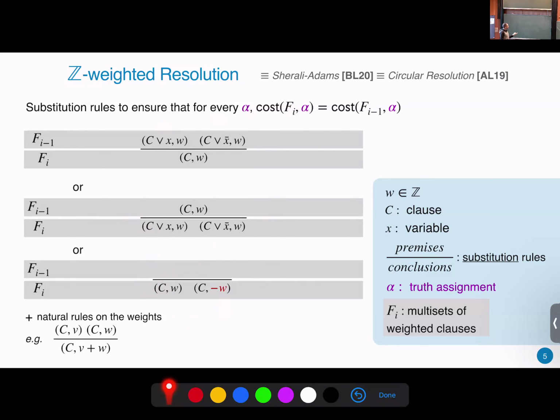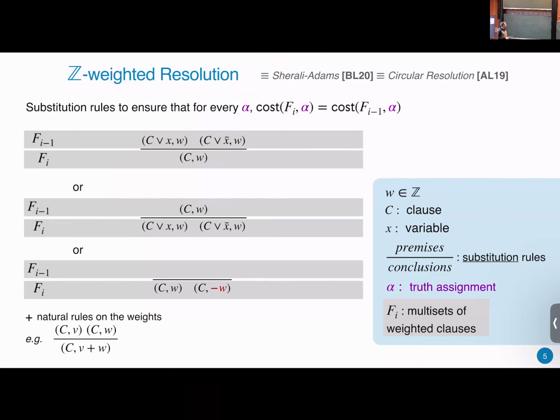Okay, so this system is a different way of describing circular resolution and also Sherali-Adams. Now, Sherali-Adams can talk naturally about polynomials. So what I mean when I say this is equivalent to Sherali-Adams is only on some natural encoding of clauses into polynomials. A clause will be a product of variables. So this equivalence with Sherali-Adams is only on this type of propositional polynomial encoding.